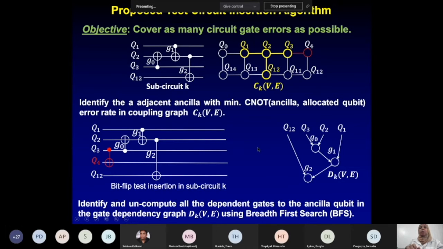The next step would be to identify what are these gates that need to be uncomputed. So we can simply represent the subcircuit as a gate dependency graph now, and identify all these reachable gates from the ancillary qubit to uncompute them, unentangle the ancillary qubit, and perform the measurement. You can design the same circuits using the same approach if you also want to detect phase flip errors. This one is primarily for bit flip errors, so you repeat the process for different regions.